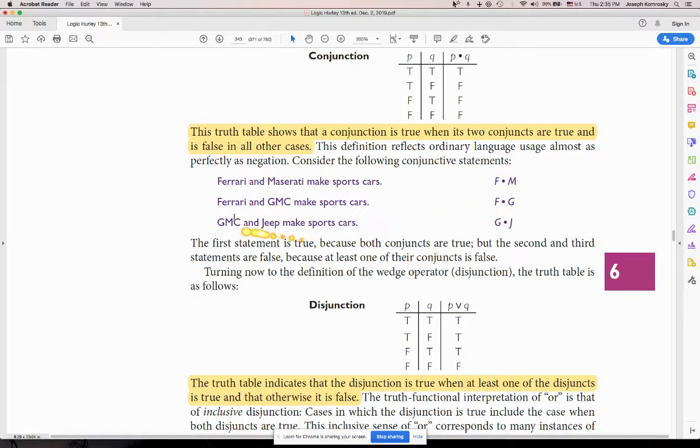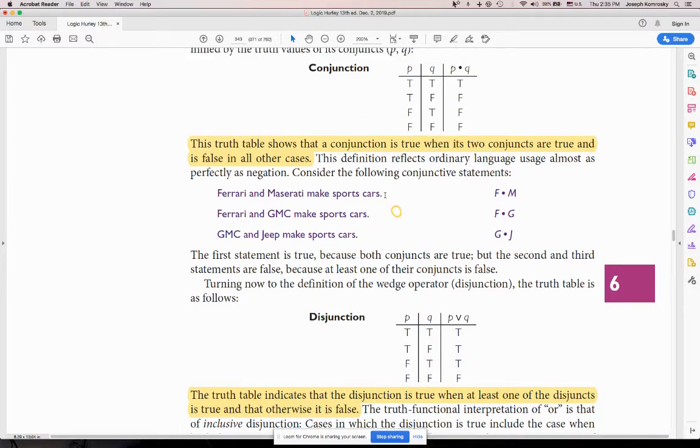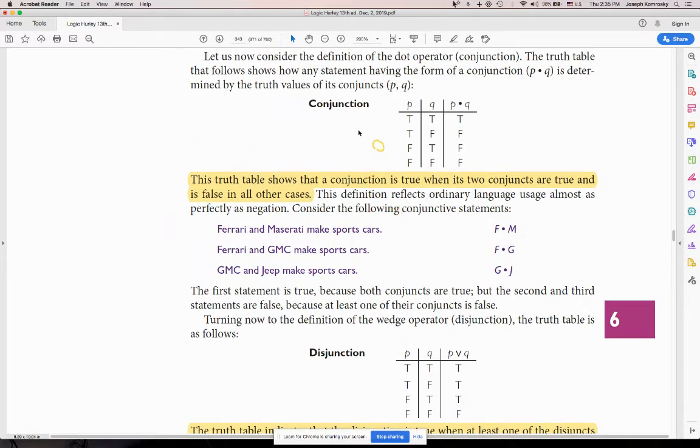Okay? So let's do this last one. GMC and Jeep make sports cars. This is just a shoot down right away. This is false and false. So we have G and J. Both are false. So the whole thing is false. Pretty easy, right? Just memorize the rule.